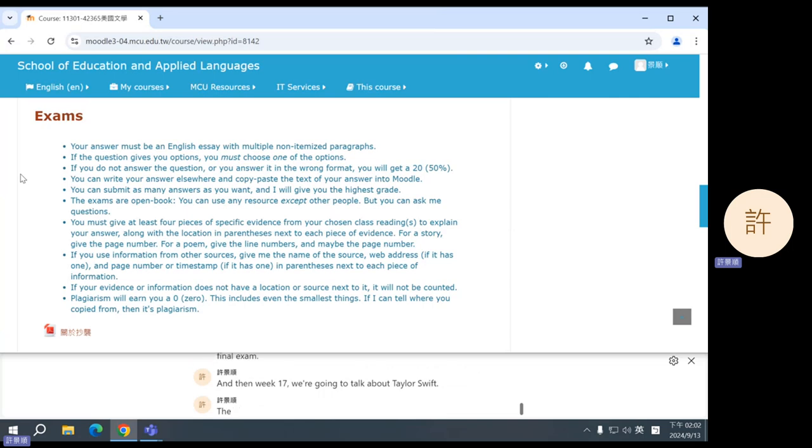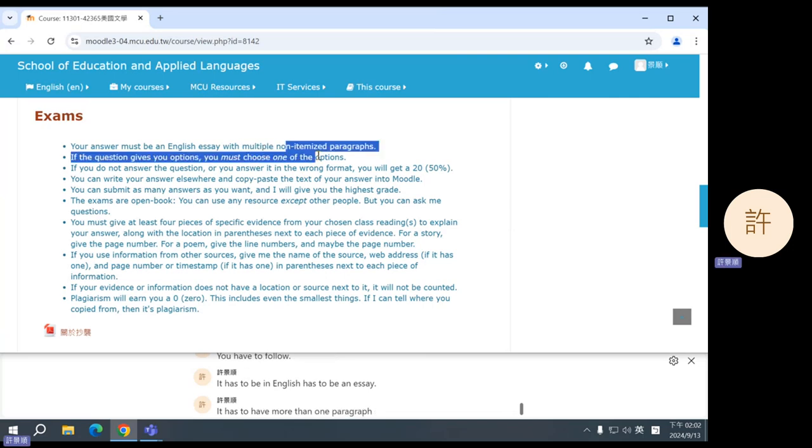The exams. I'll talk about this in more detail in week 8. But the basic idea is when you answer these essay questions, there are certain format rules you have to follow. It has to be in English, has to be an essay, it has to have more than one paragraph, and the paragraphs cannot be itemized, which means don't give me a list of points. Don't give me a list of things. Give me a complete essay.